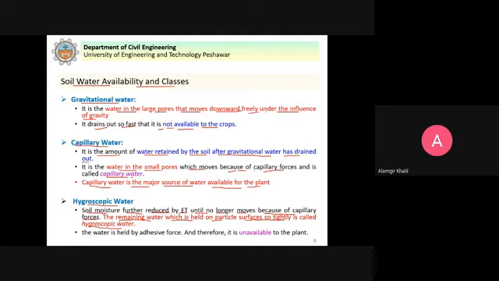Soil moisture is further reduced by evapotranspiration until it no longer moves because of capillary forces. The remaining water, which is held on particle surfaces so tightly, is called hygroscopic water. The water is held by adhesive forces and is therefore unavailable to the plant. So the capillary water is the major source of water available for the plants.